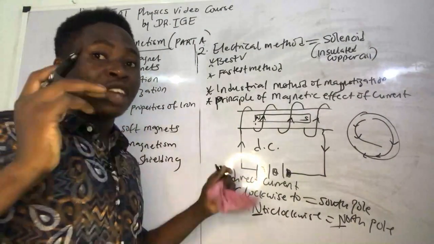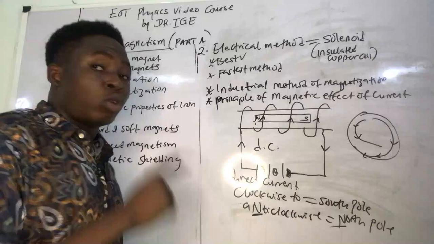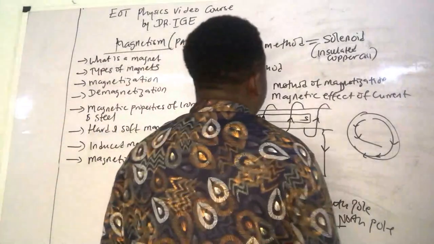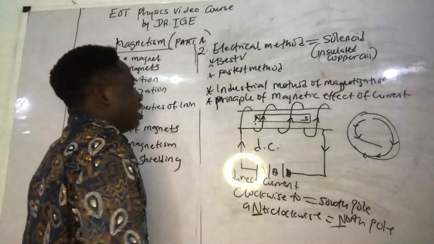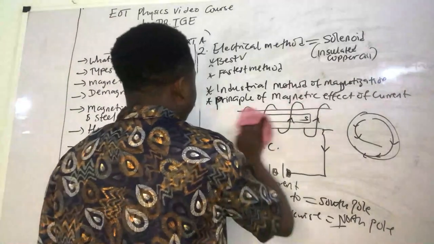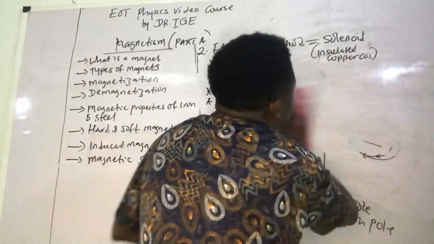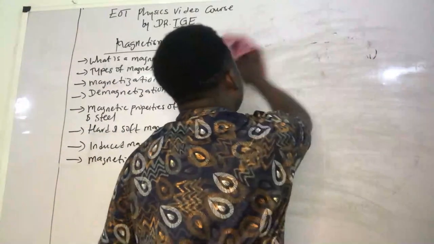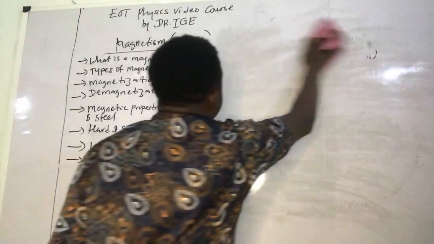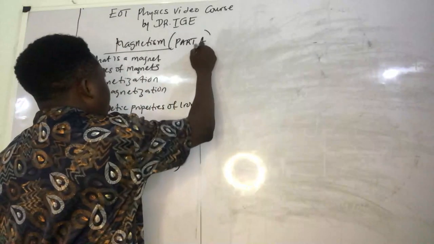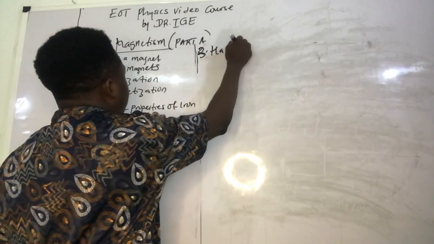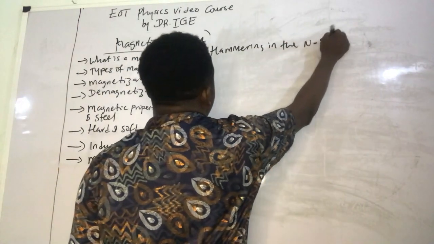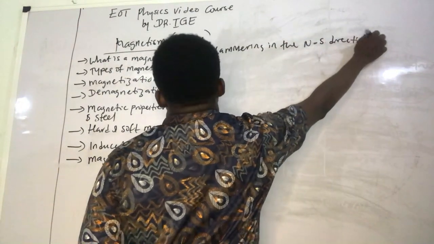We are just trying to review, but I've given you the main point. Remember, it works on the principle of the magnetic effect of current, and it's done in a solenoid, an insulated copper coil. Alright, so let's talk about the third method. There's nothing much to explain. The third method of magnetization is by hammering in the north-south direction.